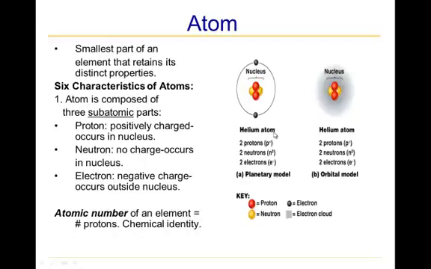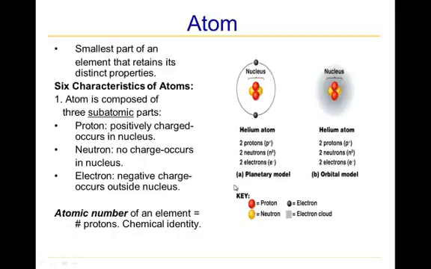Now I would like you to look at this. This is the atom of helium, and helium has two protons. Now it turns out the number of protons is a very critical number. If you look right down here, the atomic number of an element equals the number of protons. And here I've written something very important: it is the chemical identity. So if you change the number of protons, you change the chemical identity of an atom. It becomes a different element if you have a different number of protons. So that's a key point.